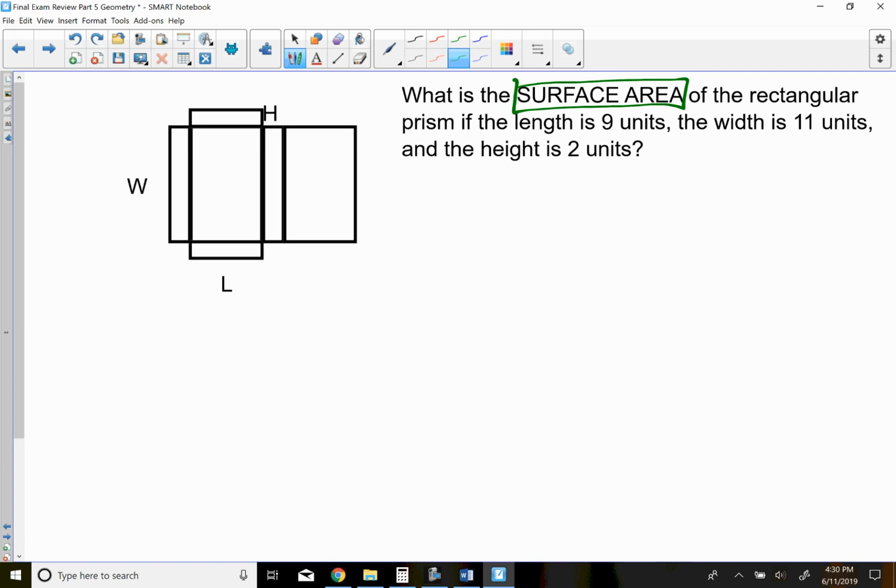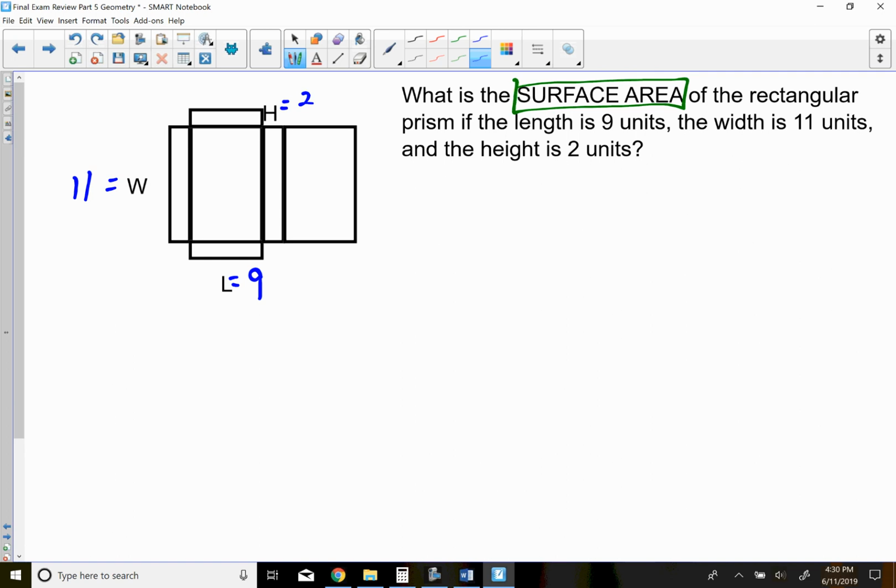All right, our last question for geometry is, what is the surface area of the rectangular prism? If the length is 9, so I'm going to go through and label these. The length is 9, the width is 11, and the height is 2. So this piece right here is worth 2. So surface area and volume are two different things. Surface area is like if I have a box and I'm going to wrap it as a present. Surface area is covering the surfaces, like how much wrapping paper I need, or if this was a cereal box, how much cardboard I need to actually make the box.